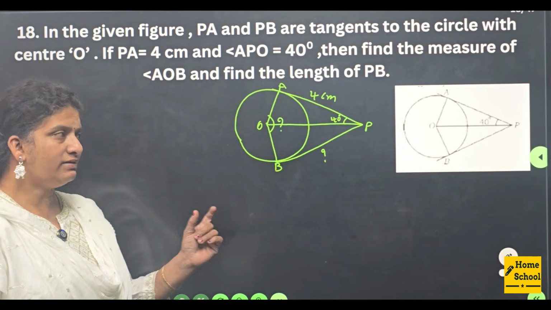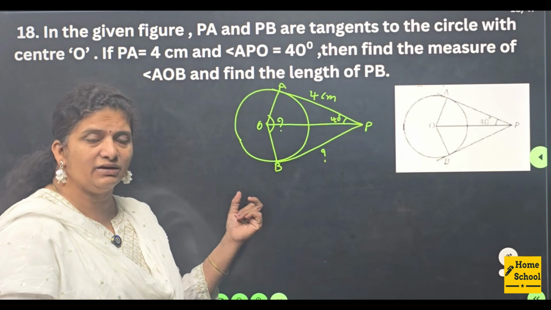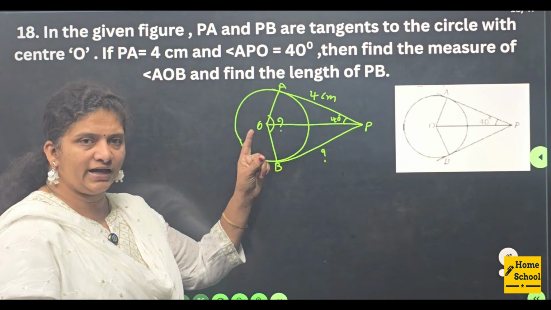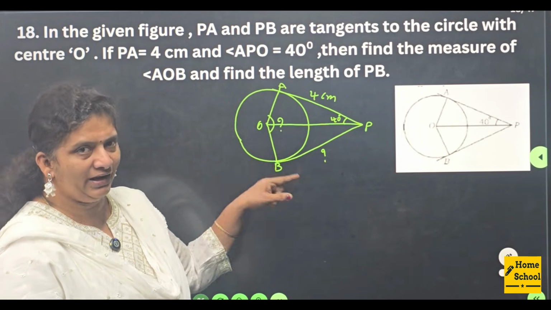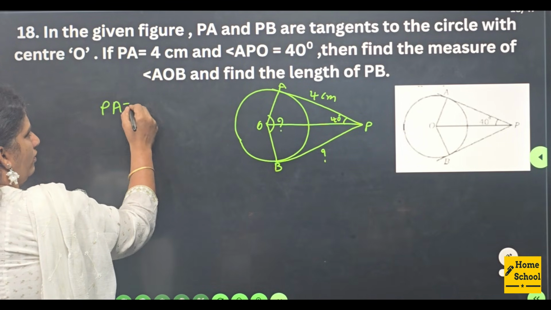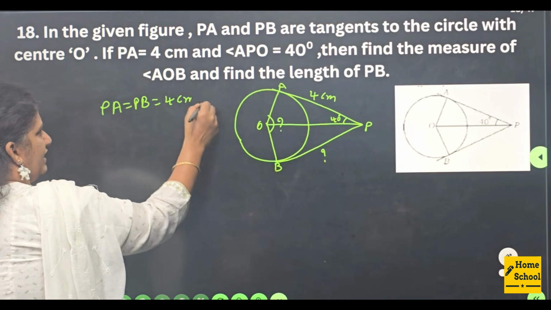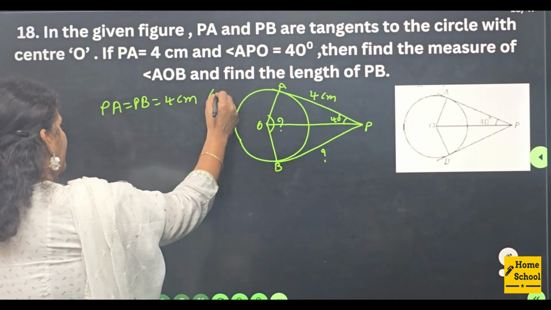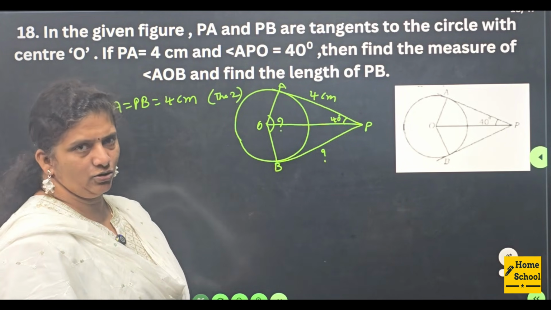We know by the theorem, second theorem in circles, length of the tangents drawn from an external point to a circle are equal. That means by theorem 2, PA is equal to PB is equal to 4 centimeters. You can write it here by theorem 2, or you can write the statement also.